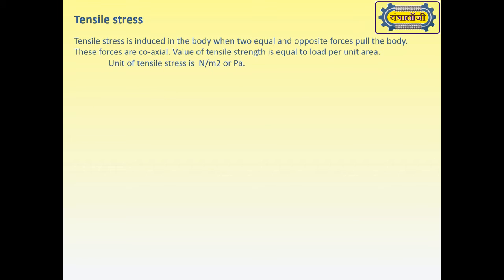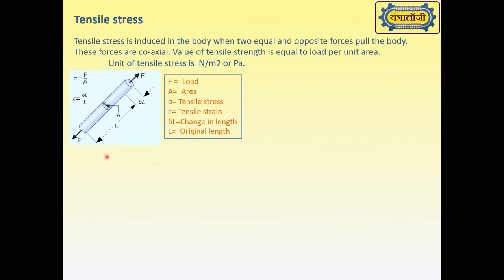Tensile stress. Tensile stress is induced in a body when two equal and opposite forces pull the body. These forces are coaxial. So the unit of tensile stress is Newton per meter square or Pascal. Here, this rod having a cross-sectional area A is pulled by force P from both sides. This is a tensile force, because of which the length of the rod is changing by delta L. Earlier the original length was L and the changed length is delta L.